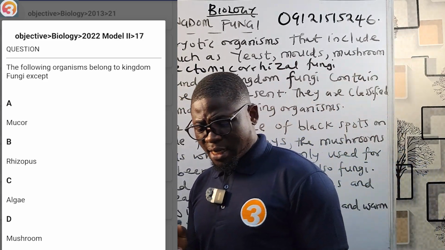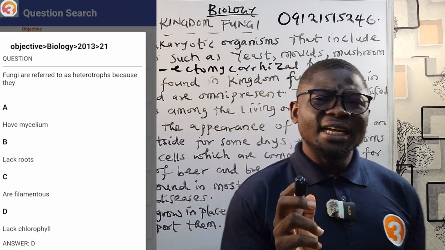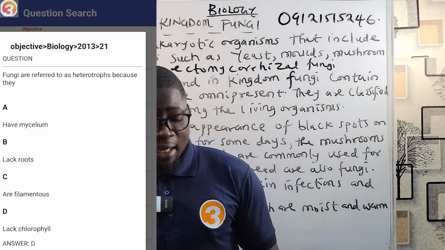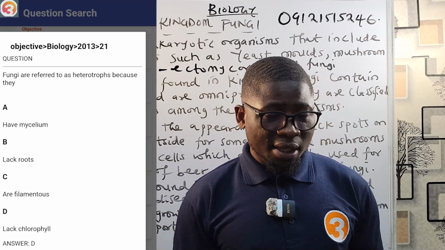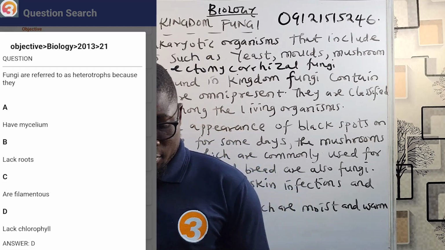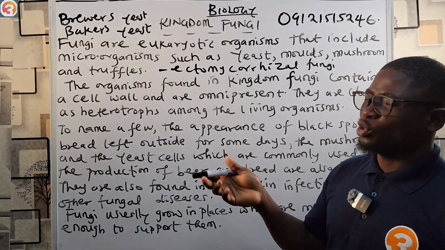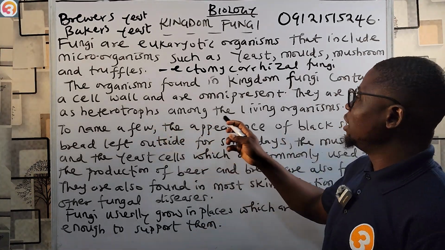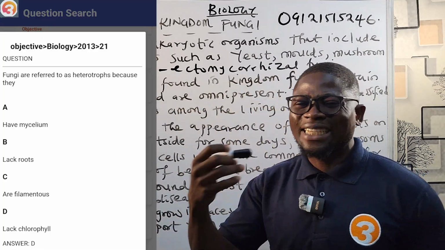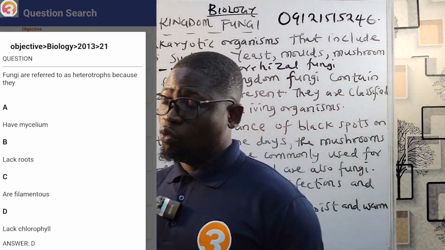Now let's see another question. This is a 2013 question number 21. It said that fungi are referred to as heterotrophs because they: A, have mycelium; B, lack roots; C, are filamentous; D, lack chlorophyll. The major reason here is that they do not have chlorophyll. Among the living organisms, they cannot manufacture their own food, so they have to feed on dead decaying organic matter. So the right option there is D, lack chlorophyll.